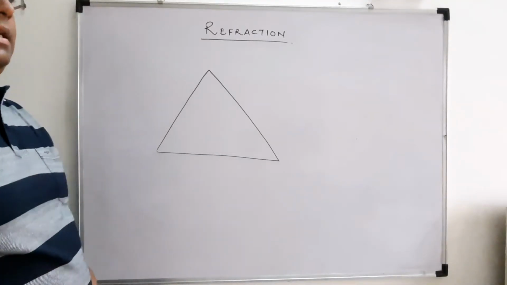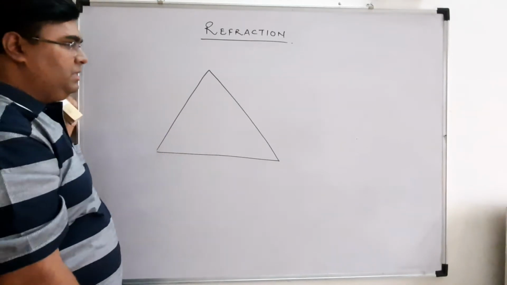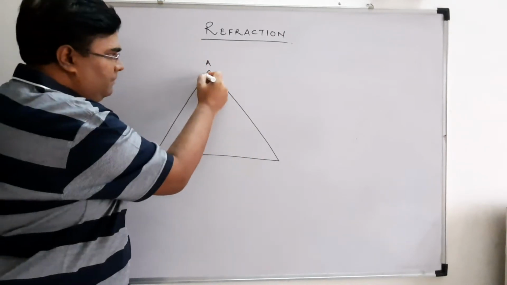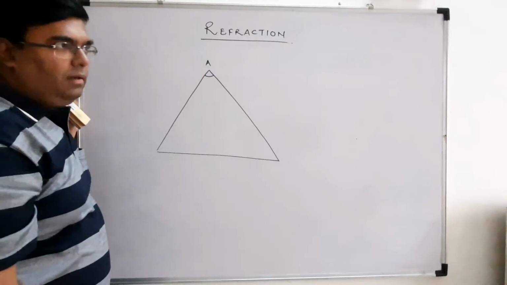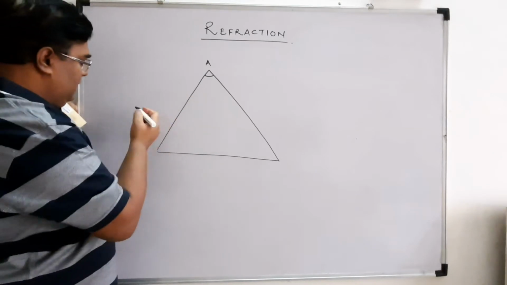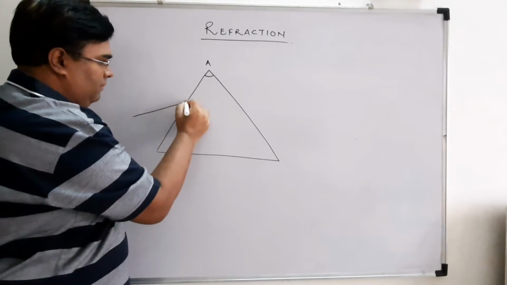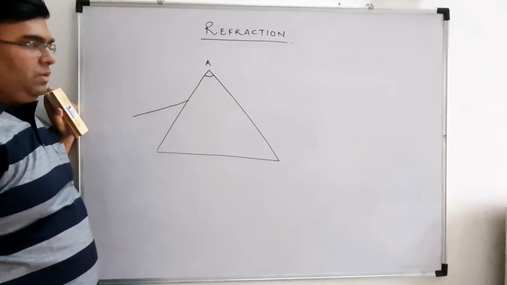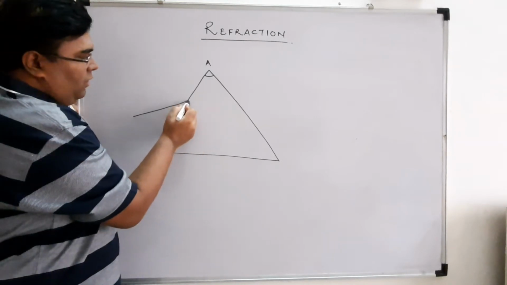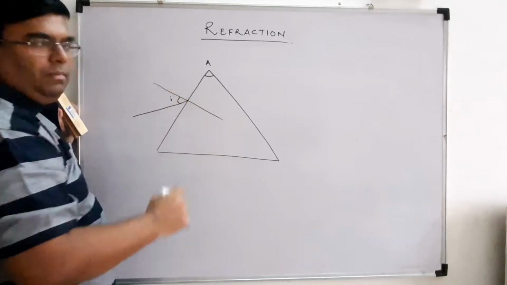Now let us understand how refraction happens in a prism. I have drawn this prism. Let us see, this angle is A. This is known as my prism angle. Normally, what will happen? Let us say an incident ray, which is just coming in this direction, strikes one surface at this angle. Let's draw one normal also. This angle is I.